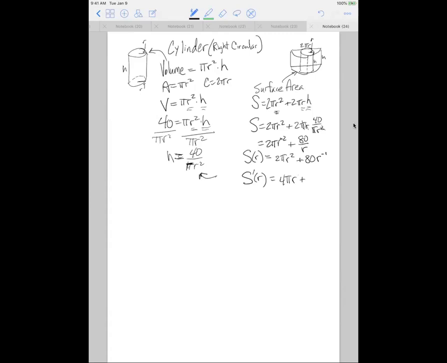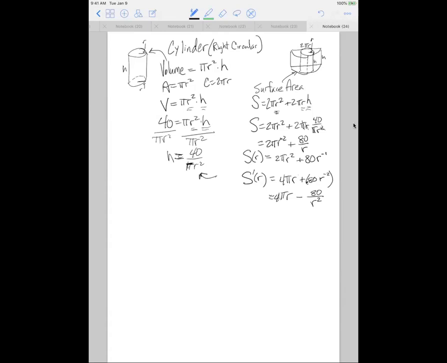Plus, bring the negative down front, right? We get negative 80. I'll put the 80 out front, a negative 80. And subtracting 1 from the exponent means that negative 1 goes to negative 2. Let's rewrite this now. We get 4 pi r minus 80, and the r squared is going to the denominator. So the derivative is equal to 4 pi r minus 80 over r squared.